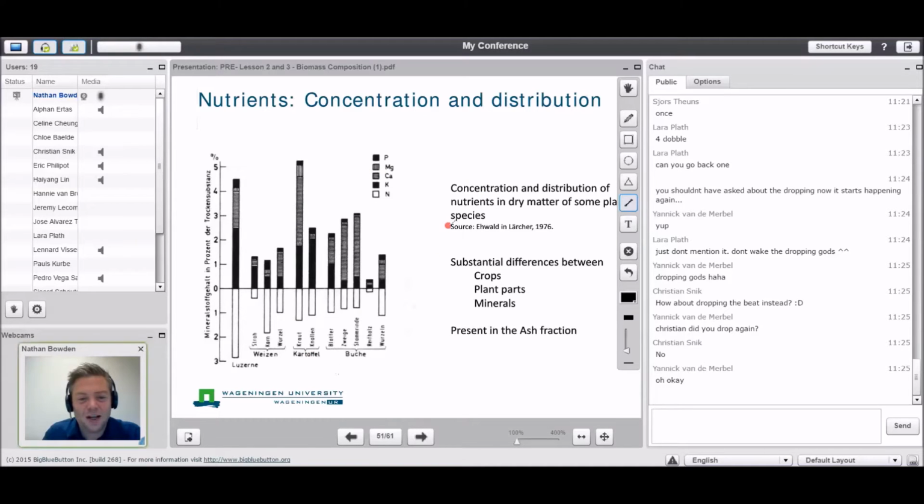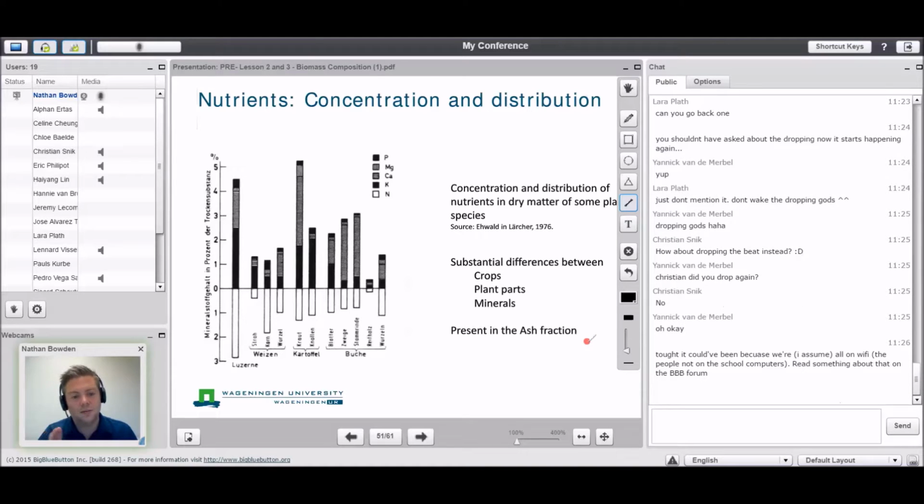with the ash fraction. If you remember, at the very beginning there were six or seven, I think seven, components, one of which was ash. Ash is what we call the nutrients, the amount of the biomass that is not involved in biomolecules. So this is nitrogen, phosphorus, magnesium, calcium, potassium.